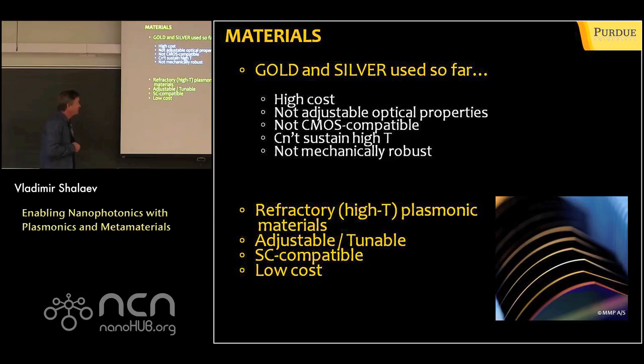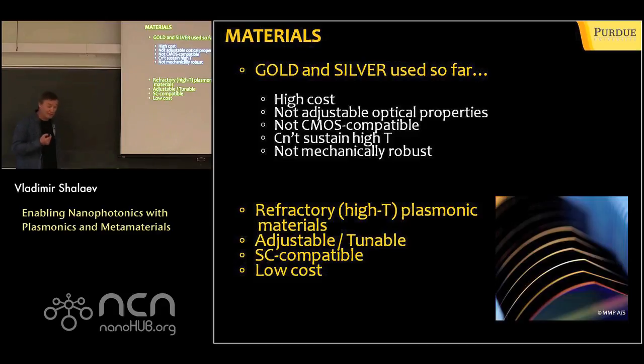a big difference. So, what's the problem with gold and silver, which have been used, these two materials, largely for plasmonics? Of course, they have high cost. Their optical properties are not adjustable. So basically, the plasma frequency is fixed. We have this 10 to the 22 or so charge carriers per cubic centimeter, and that's it. You cannot really modulate it much or change it. They're not CMOS compatible. That's very important.